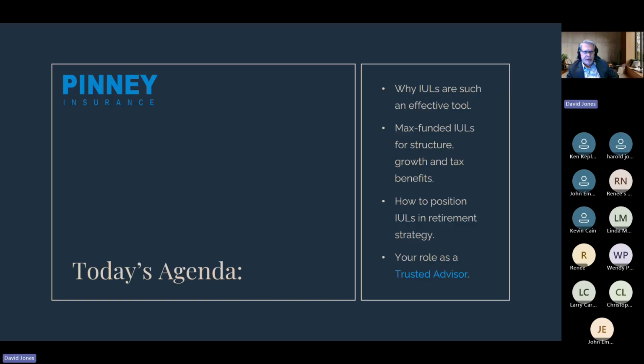Today's agenda. We're going to go over why IULs are such an effective tool towards cash accumulation and retirement supplements. Max funded IULs for structure, growth, and tax benefits. I think that's what I was just talking about. And how to position IUL in retirement strategy. It's not the end all be all. It's not the one thing one should do.